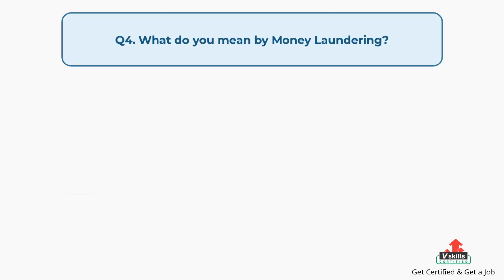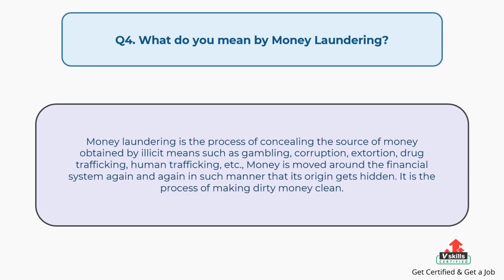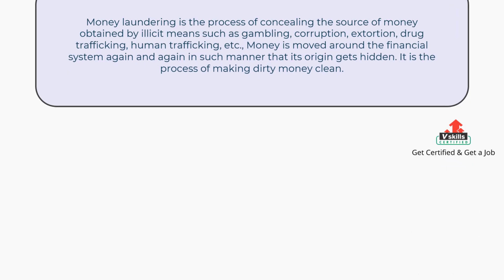Question number 4. What do you mean by money laundering? The answer is, money laundering is the process of concealing the source of money obtained by illicit means such as gambling, corruption, extortion, drug trafficking, human trafficking, etc. Money is moved around the financial system again and again in such a manner that its origin gets hidden. It is the process of making dirty money clean.